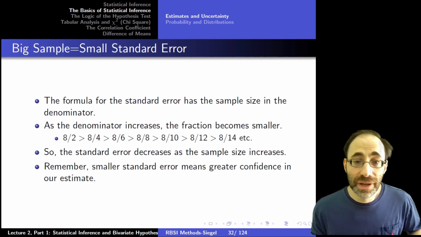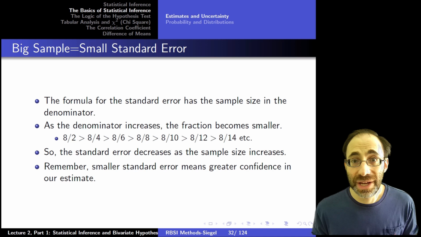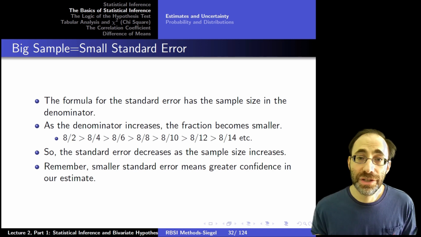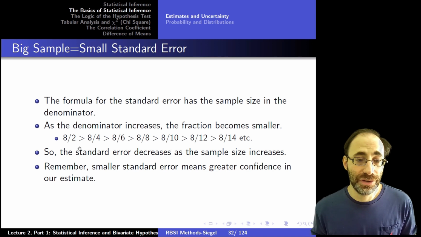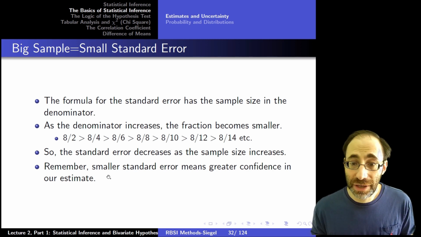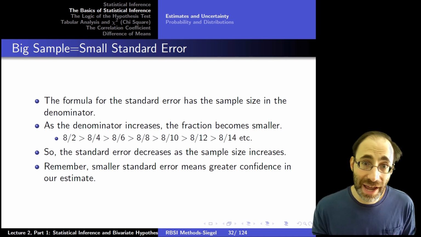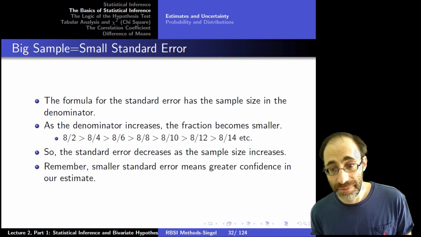Just to show you that in more depth, the formula for the standard error was sigma hat over the square root of n. That has the sample size n in the denominator. So as the denominator increases, the fraction becomes smaller, right? So this is the example of how you increase the denominator, decreasing the overall fraction, and therefore decreasing the standard error as the sample size increases, right?